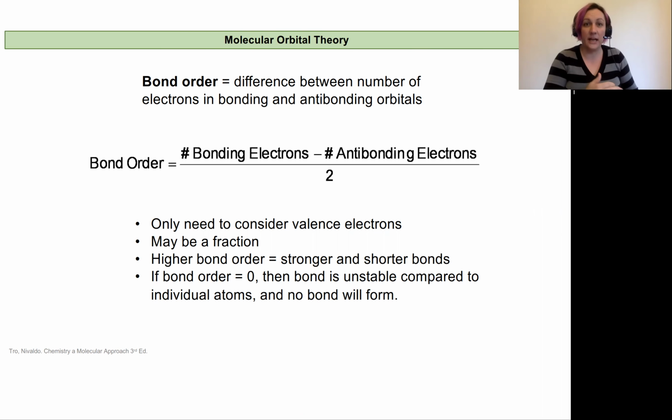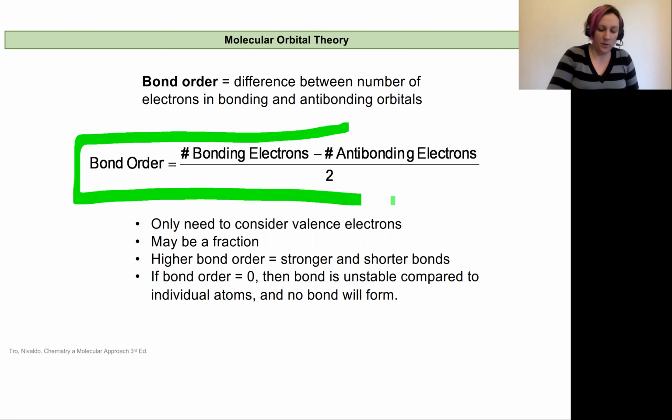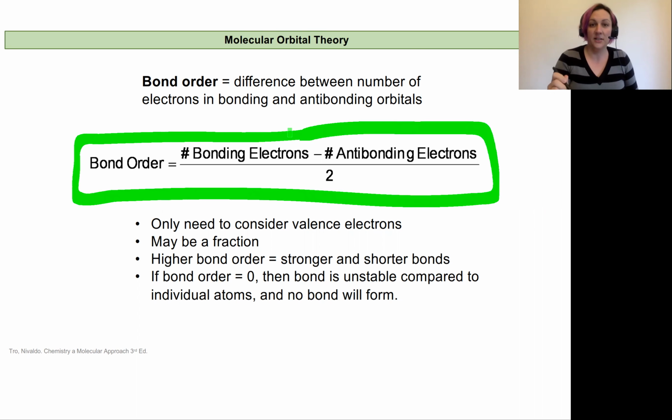So now that we've talked about how to construct molecular orbitals, I'd like to talk about bond order. And that's really just the difference between the number of electrons that are in bonding and anti-bonding orbitals. But we interpret it as the number of bonds that exist between the two atoms, or more atoms, that are coming together to form that molecular orbital. So our bond order equation is: the bond order is equal to the number of bonding electrons minus the number of anti-bonding electrons, divided by 2.